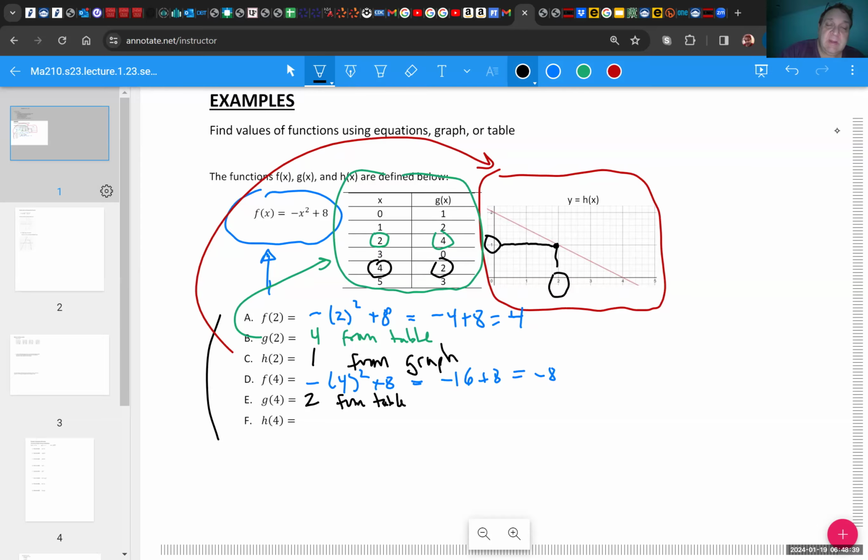And lastly, h(4), I'm going to have to find 4 on the h graph. It's right here. There's no going up or down because the graph actually has an x-intercept right at 4. So right there is what happens when x equals 4. That is y equals 0. That's called an x-intercept.